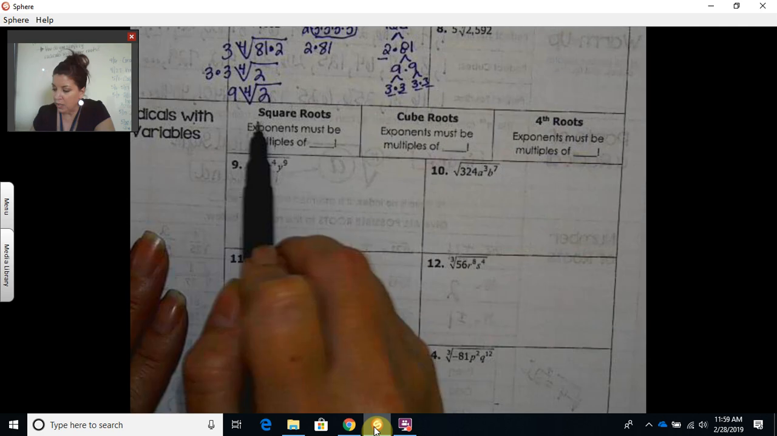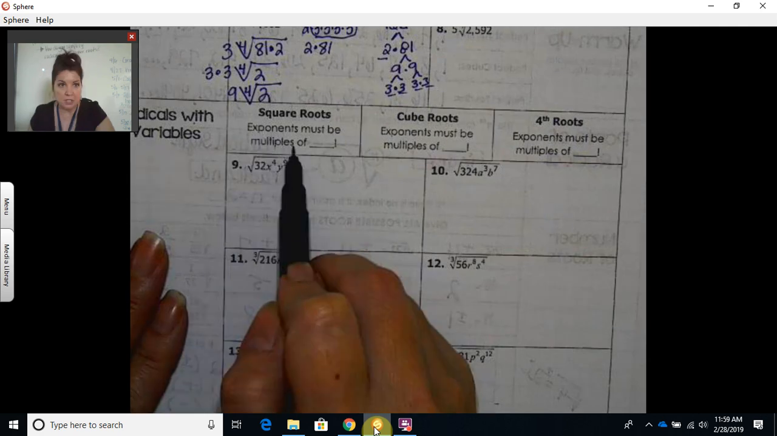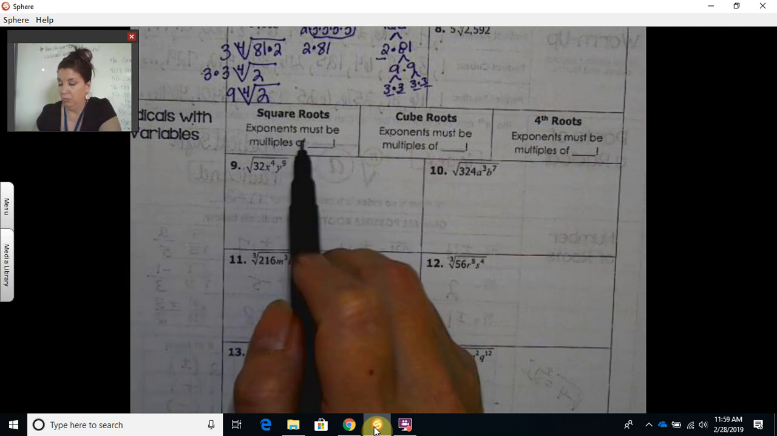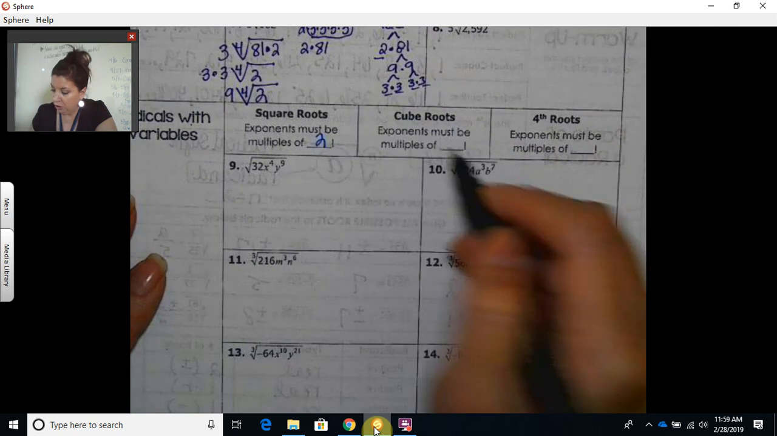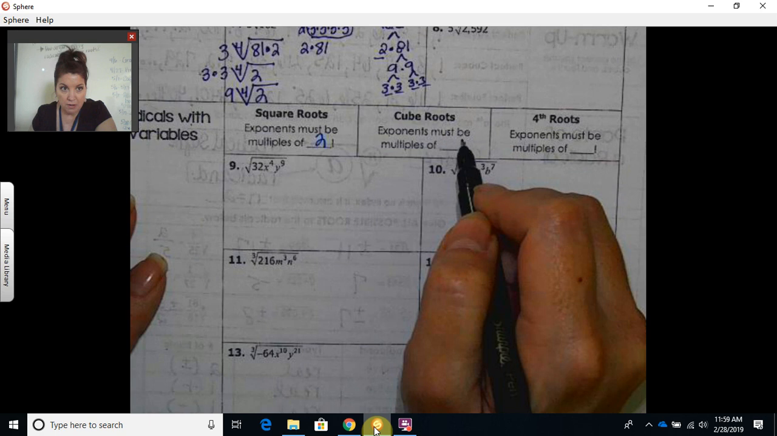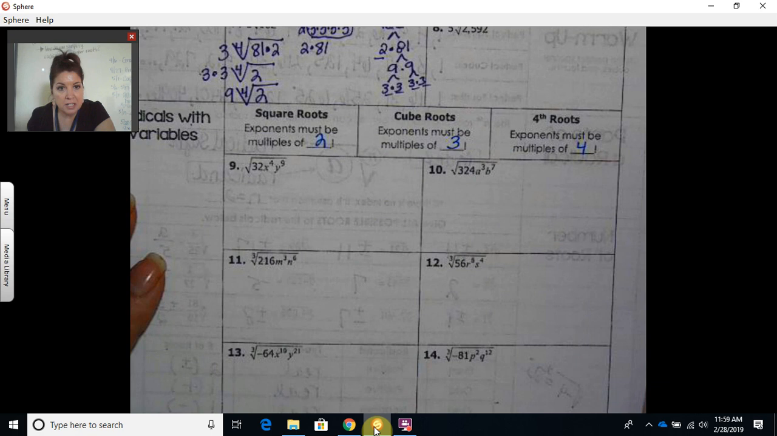Square roots. Exponents must be multiples of, what do you think? If it's a square root, the exponent must be a multiple of what? 2. Cube roots, exponents must be a multiple of 3. And fourth roots, exponents must be multiples of 4. Okay, so let's look at the first example. Square root of 32x to the 4th y to the 9th.